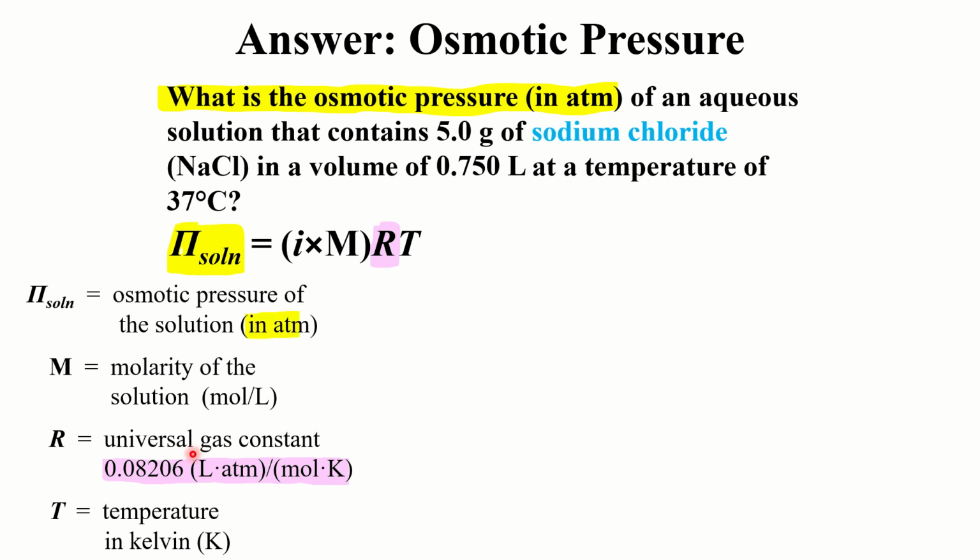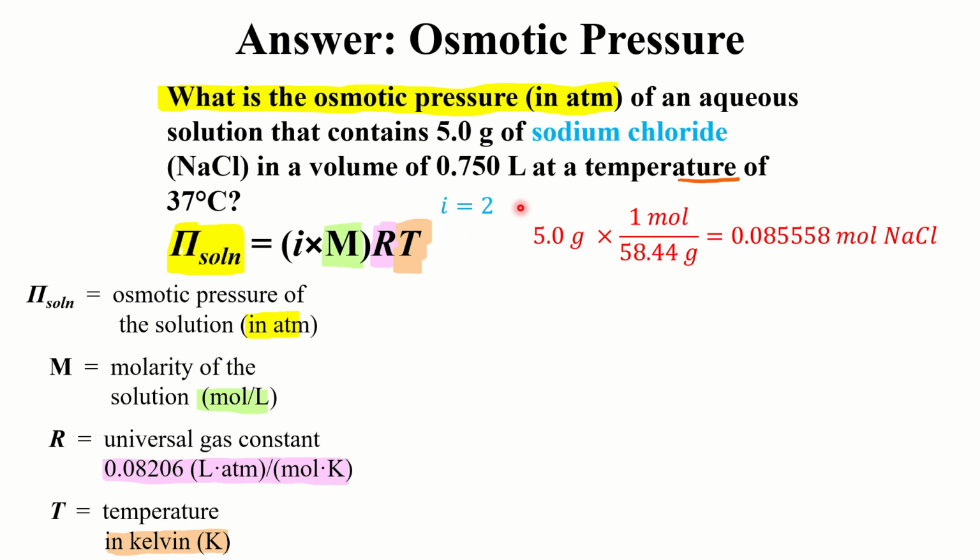All right, R is the ideal gas constant, 0.08206. M is molarity, i is van 't Hoff factor, and T is temperature. So i, the van 't Hoff factor here, is 2. It's sodium chloride, NaCl. It would form 2 ions in solution, so i equals 2. Next, I'm going to solve for moles NaCl. Remember that I need to find the molarity of the solution. So to do that, that would be moles solute, which is sodium chloride, over liters solution. So I have 5 grams of sodium chloride. I'm going to multiply by its molar mass. So multiplying by 1 mole over 58.44 grams gives 0.08558 moles sodium chloride. With this, I can solve for the molarity.